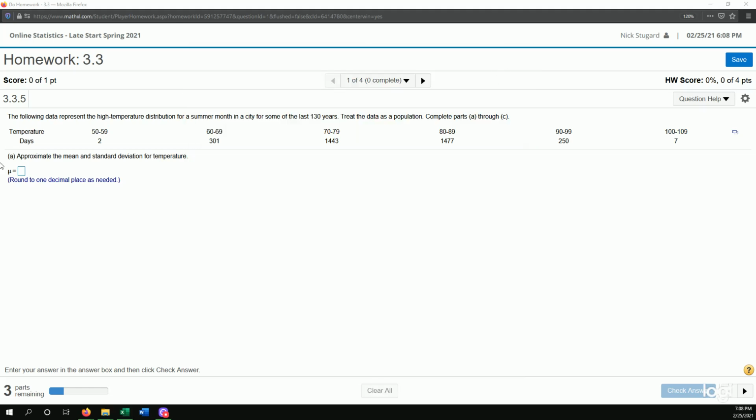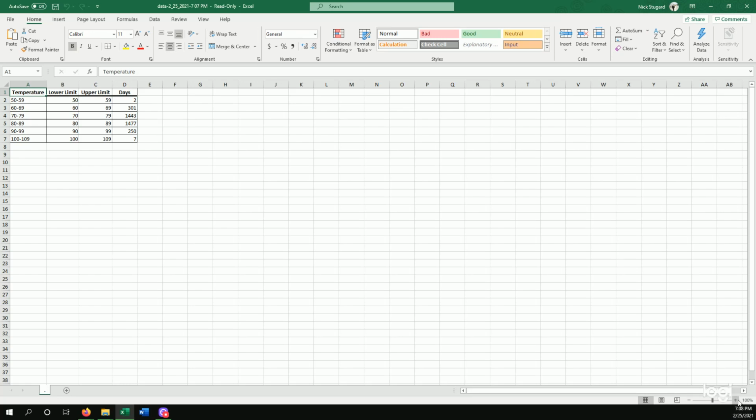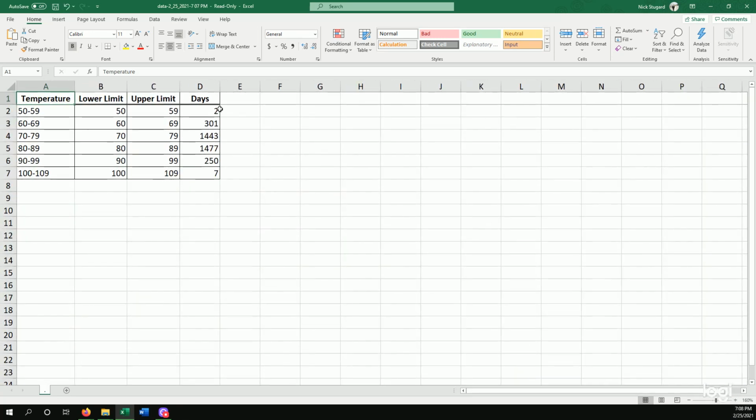As always, make sure you enable the editing. And let's make this a little bit bigger so we can see. So again, if I want to find the average temperature, that means I need to add up the temperatures from every single day and then divide by the number of days. So let's start off with figuring out what the number of days would be. Well, I need to add up everything in this column. Luckily Excel can do this for us.